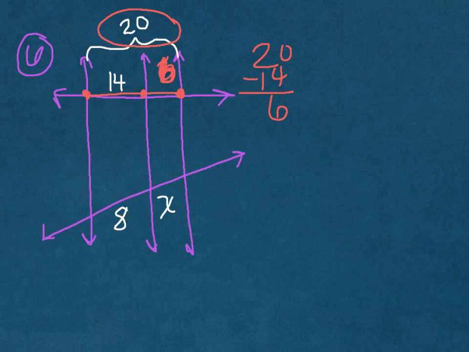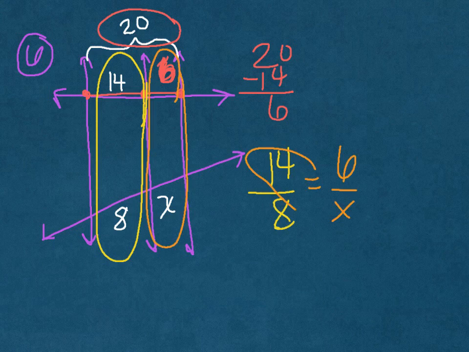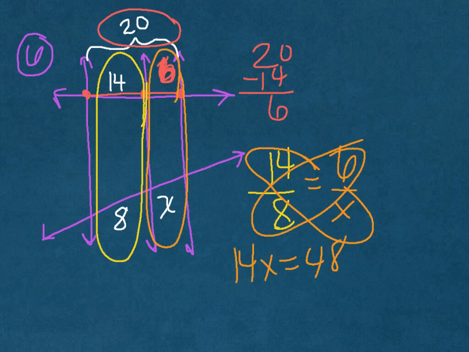Now you know. Alright, so we can now set up our proportion. Again, you can use the strips. You can go up and down. So here's one right here, 14 over 8. And then we're going to set 14 over 8 equal to 6 over x. Then we can cross multiply and get 14x equals 48. And when you divide, you'll get x equals 3.4.